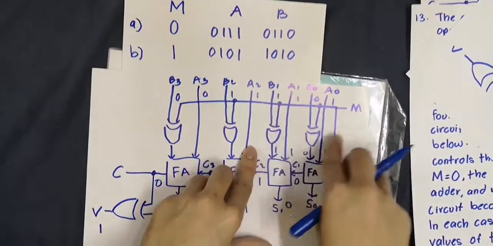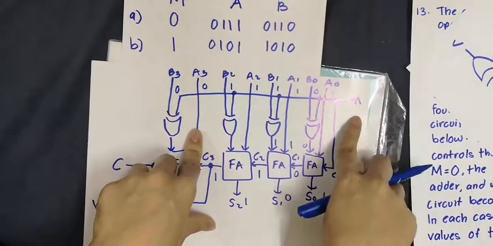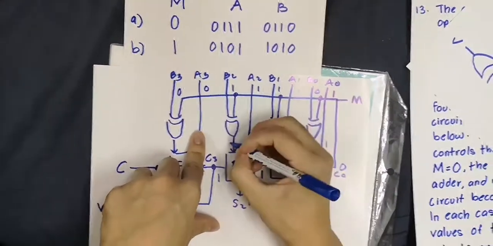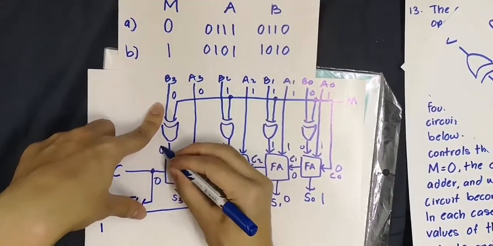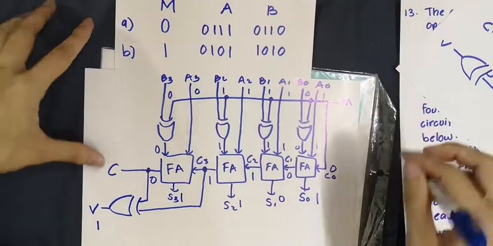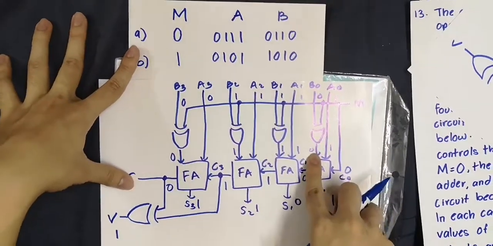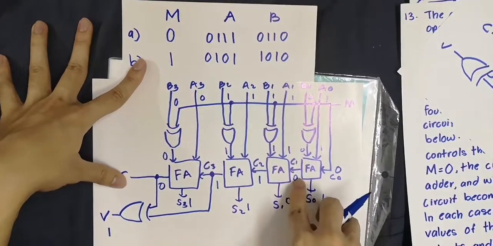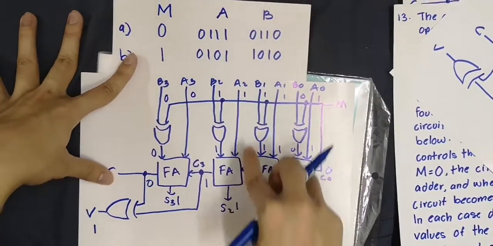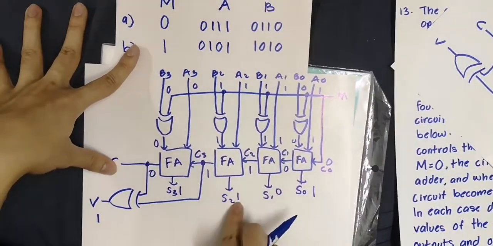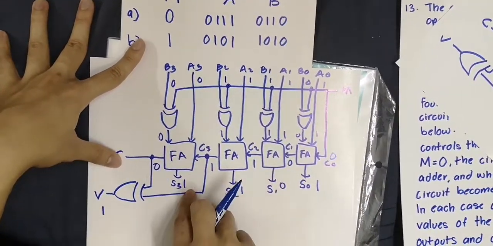B1 is equal to 1 and M equals 0, different inputs, so it will be 1. B2 equals 1, M equals 0, and the output will also be 1. And B3 is equal to 0 and M equals 0, so the output will be 0. After that, just sum all of these at the full adders. 0 plus 1 plus 0, we get 1 with the carry of 0. Then 0 plus 1 plus 1, we get the sum of 0 with the carry of 1. 1 plus 1 plus 1 gives the sum of 1 with the carry of 1. 1 plus 0 gives the sum of 1 and the carry of 0.